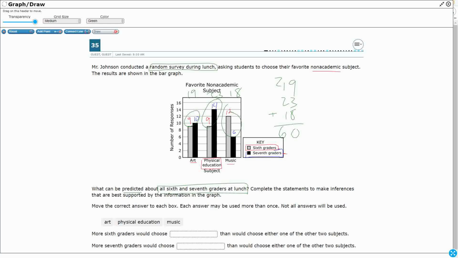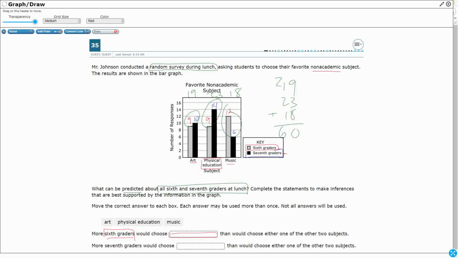More 6th graders. Okay, so 6th graders are red. Let's look at our red. Would choose blank, then would choose either of the other two subjects. All right. Then what we need to do here is look at which of these non-academic subjects had the most choices for 6th graders.